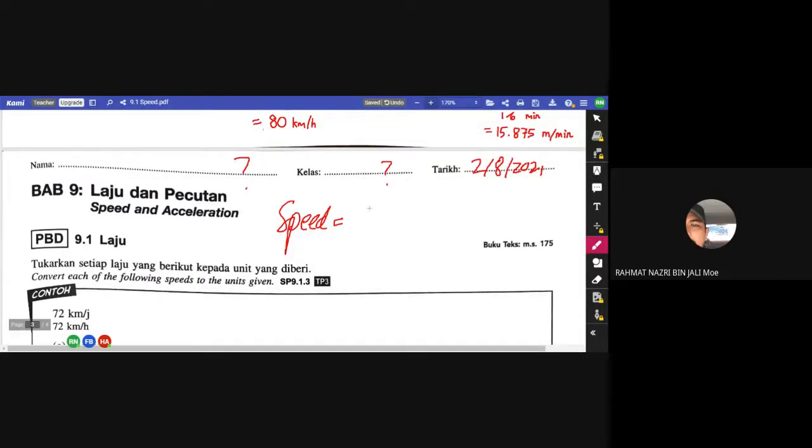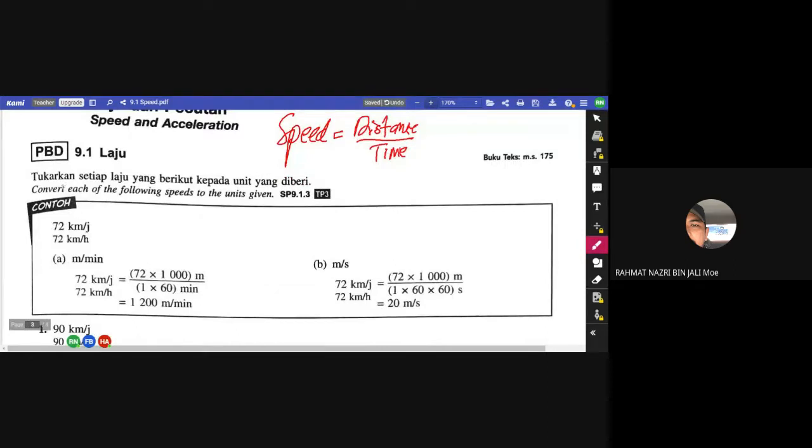Okay, speed is distance divided by time. Okay, convert each of the following speeds to the units given. For example, 72 kilometer per hour, to change it to meter and minutes.